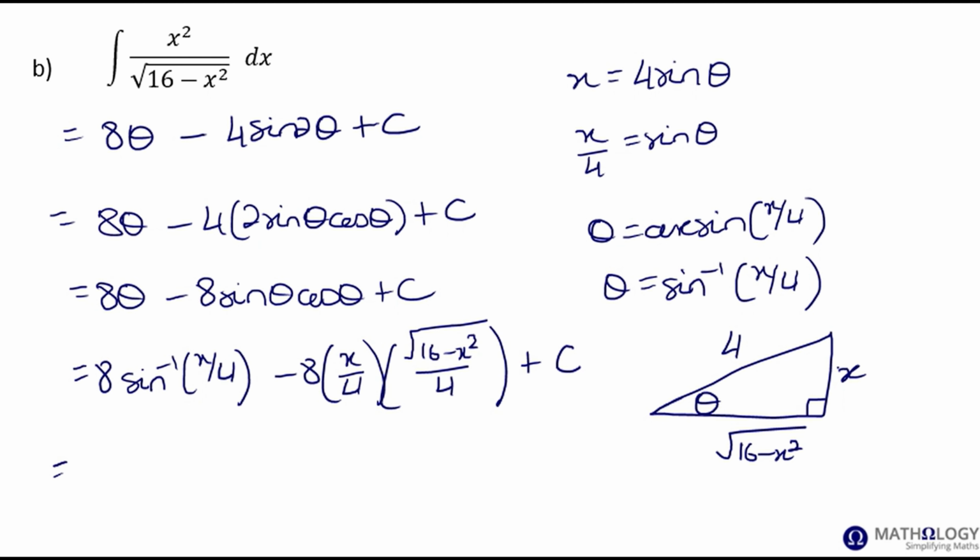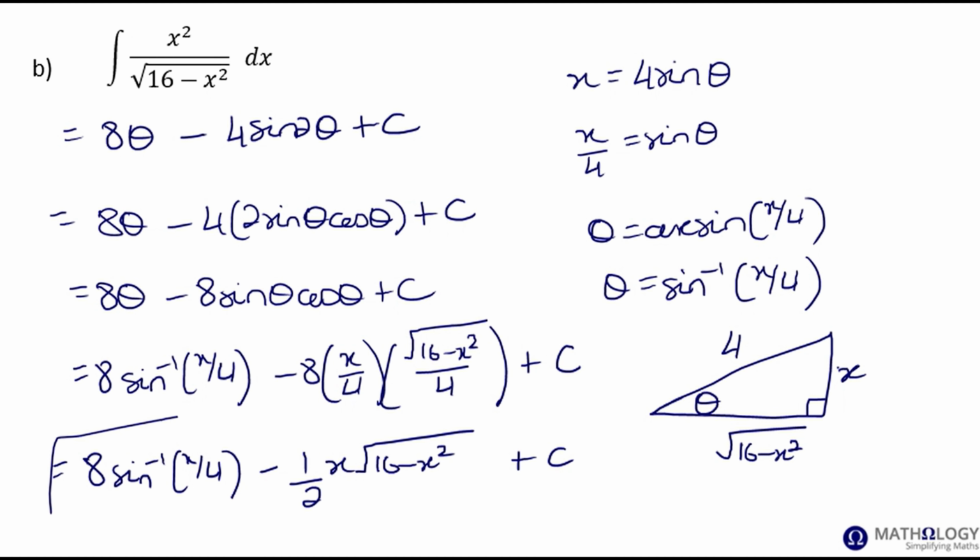integration constant. So we have 8 sine to the minus 1 x over 4 minus, let's multiply the denominators. 4 times 4 is 16. 1 over 16 times 8 is a half. And then we have x times root 16 minus x squared, plus the integration constant, and there is our answer.